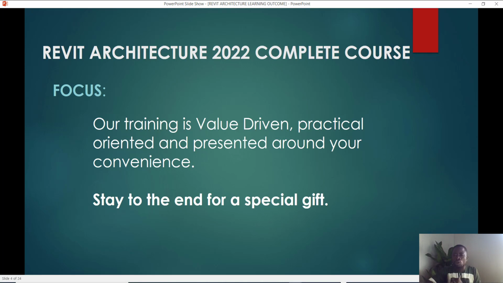It's also practical oriented. The training program is not just teaching you about some tools and how they are used. No, this is practical. You have practical exercises. Everything in there is meant to prepare you and add value to you. The presentation is also prepared around your convenience. So if your schedule is tight and you have a workload and can hardly make time, you can take this course around your convenience.